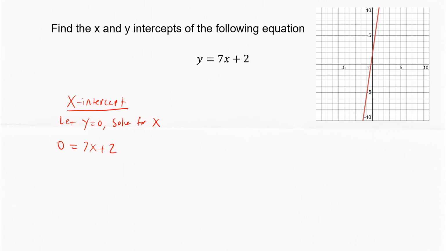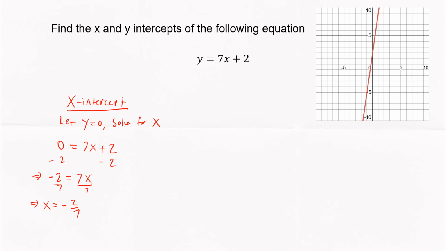So we do just like we did before. We get rid of the 2 by subtracting 2 from both sides. So that gives us negative 2 equals 7x. And now we want to get x by itself, so we divide both sides by 7. So that tells us that x is equal to negative 2 over 7.